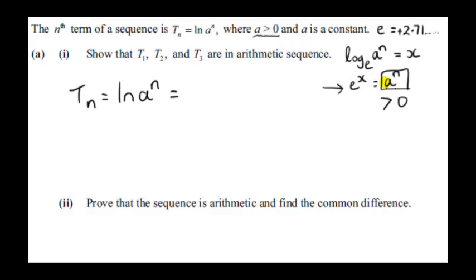a is going to be raised to the power of an integer. Well, a natural number actually, a positive integer. n equals 1, 2, 3, etc. n is just the number of the term of our sequence.